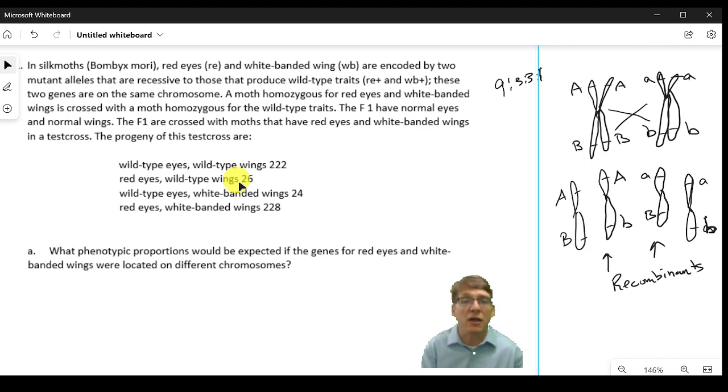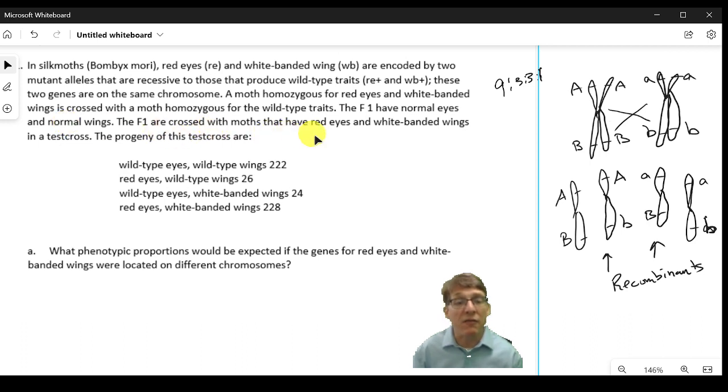When we're doing a linkage analysis problem, it's a little bit different. We start the same way, with the parental homozygote dominants crossed with the homozygote recessives to get all heterozygotes in our F1. But then we take that F1 and cross it with a homozygote recessive in what we call a test cross. And that is what we see here. This part of the prompt is laying out that we're taking a homozygote normal moth, crossing it with a homozygote mutant moth, getting our F1s. The normal eyes and normal wings in the F1 tell us that normal eyes and normal wings are the dominant traits here.